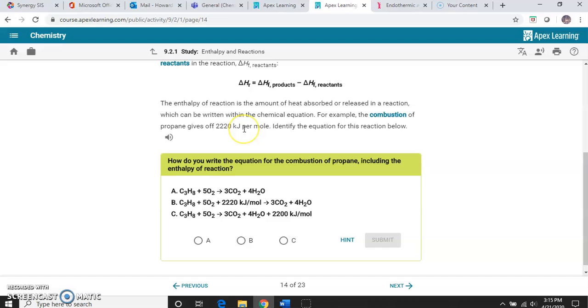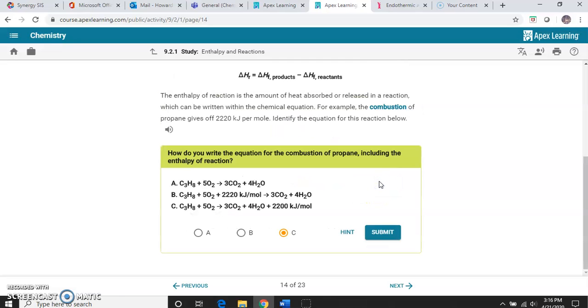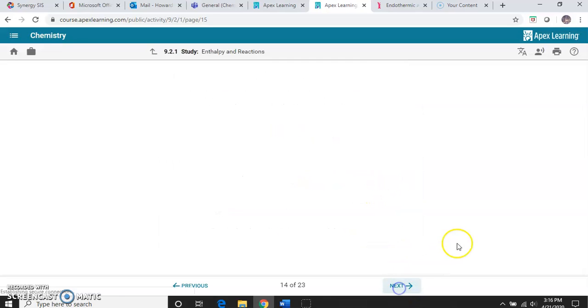2,220 kilojoules per mole. Now, I'm a little ahead of the game, but when it's a positive number, we're going to know that the product's at a higher energy than the reactants, meaning it's giving off the energy. So exothermic, it's a positive number, it's written on this side of the equation. So the answer is going to be C. It gives off heat, and that means the product. So try again.